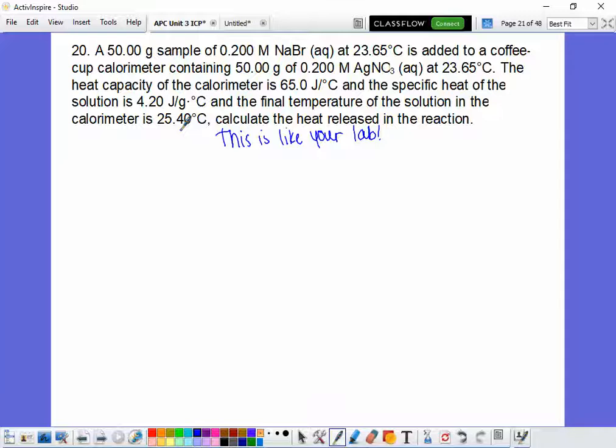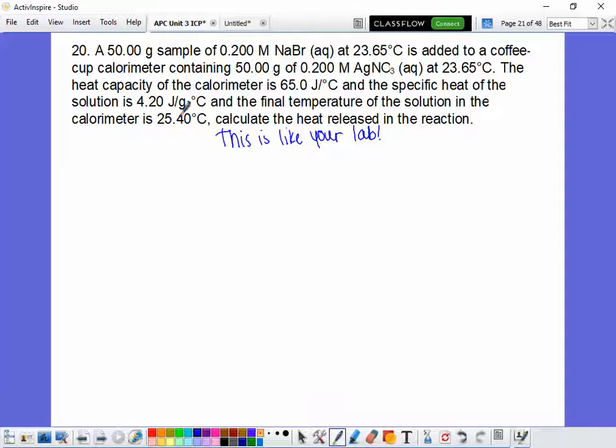Exo. Exothermic, because the temperature went up. Because the thermometer is not part of the system. The only way the temperature can rise is if heat is coming from somewhere. The heat comes from the reaction. So we have an exothermic reaction. It's producing enough heat to make the thermometer rise by like 1.75 degrees Celsius.